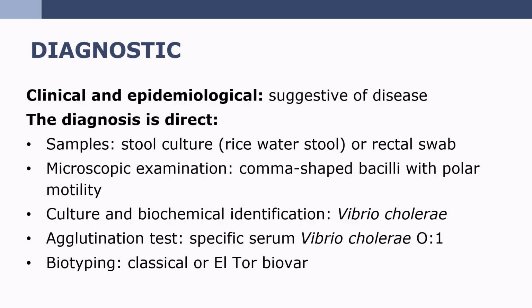Now we will focus on the diagnosis of cholera. Clinical signs, combined with epidemiological data, often point to this disease. To confirm the infection, direct diagnosis involves several steps. First, samples are taken, either by stool culture, particularly from stools with the typical rice water appearance, or by rectal swabbing. Microscopic examination reveals comma-shaped bacilli with polar motility, while culture and biochemical identification confirm the presence of Vibrio cholerae. An agglutination test using a specific serum for Vibrio cholerae O1 confirms the serotype, and biotyping differentiates between the classical and El Tor biovars, which is essential information for epidemiological surveillance and epidemic control.